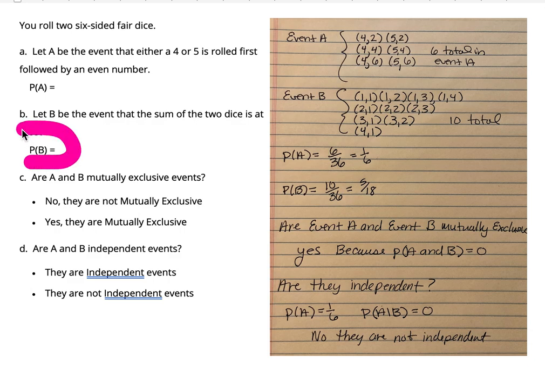So the probability of B is going to be 10 out of a possible 36. When I reduce that, it's 5/18, and you can put that in decimal format.